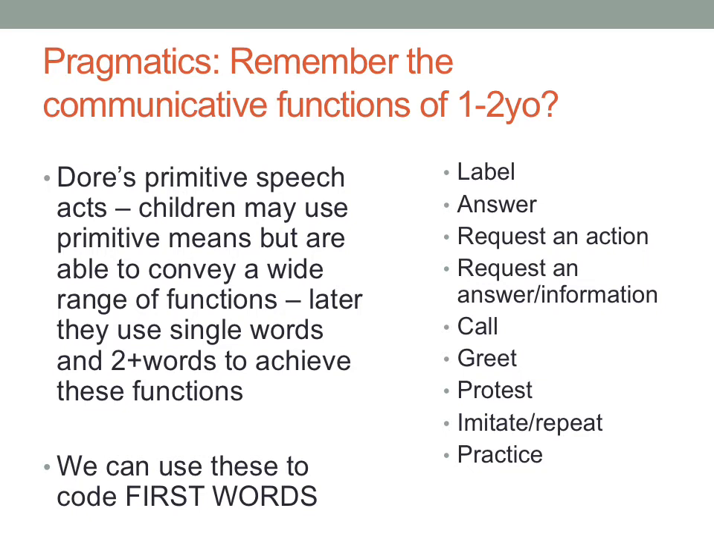They're using typically single words or maybe 2 or 3 words to achieve these functions, and they're doing things like labeling objects, answering a question, requesting an action, requesting an answer or information. What's that? Calling out to someone, greeting someone, protesting is big in the toddler years. Imitating or repeating, practicing. They sit around in their crib and practice language. So we can use these functions to label the first words that children are using, or first word combinations.